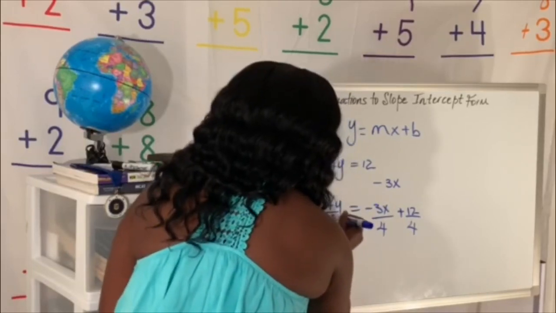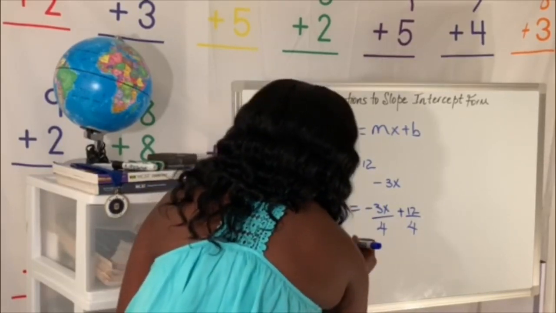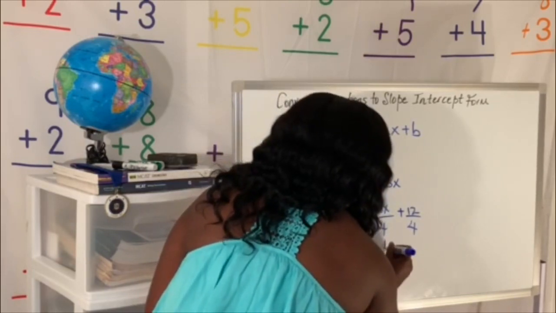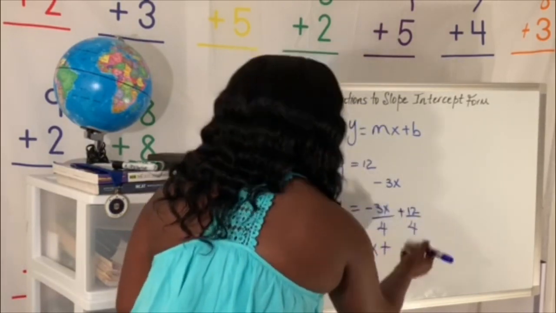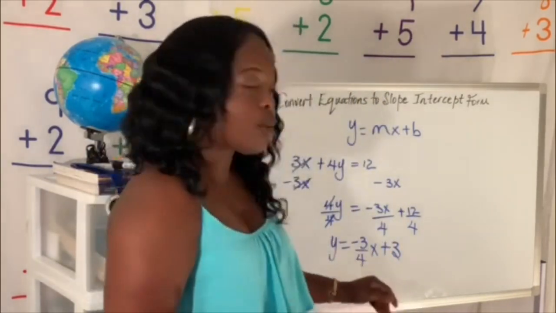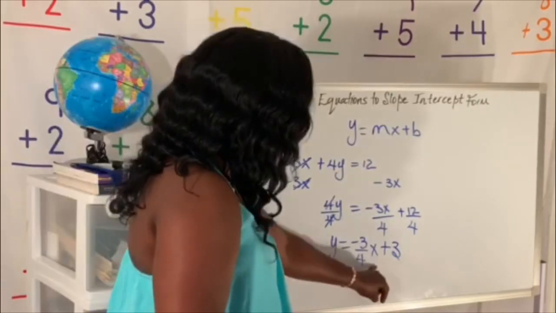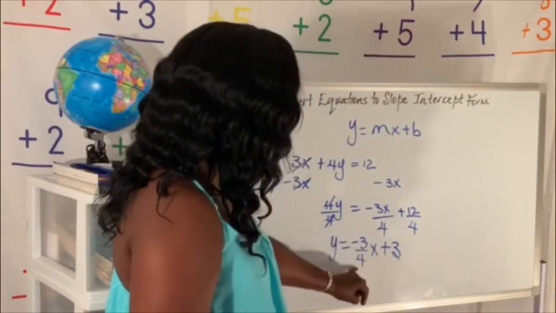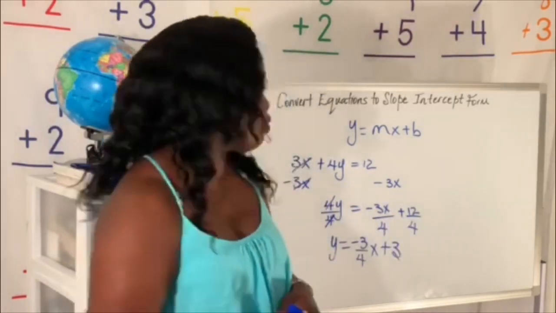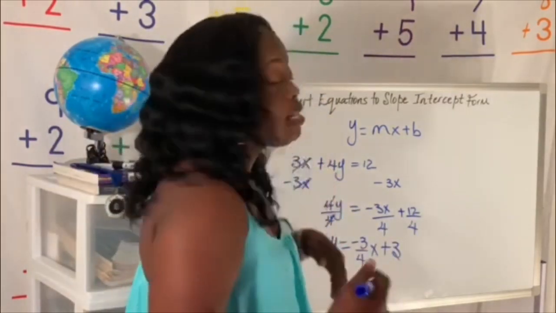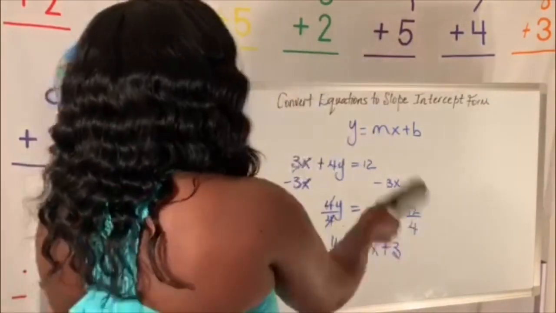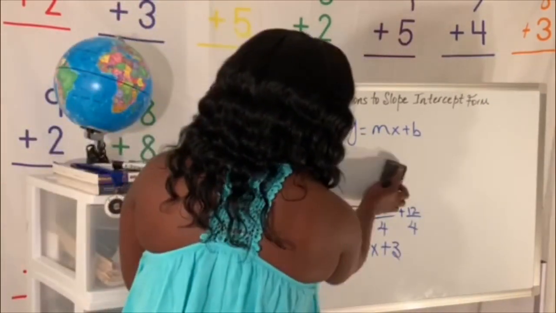So 4 cancels 4, so we're left with y equals a negative 3 over 4x plus 12 divided by 4 equals 3. So our answer is now in the form y equals mx plus b, where negative 3 over 4 would be our slope and 3 would be our y-intercept. We're going to go ahead and do another example, and then we're going to go ahead and wrap things up. So I'm going to go ahead and erase this.